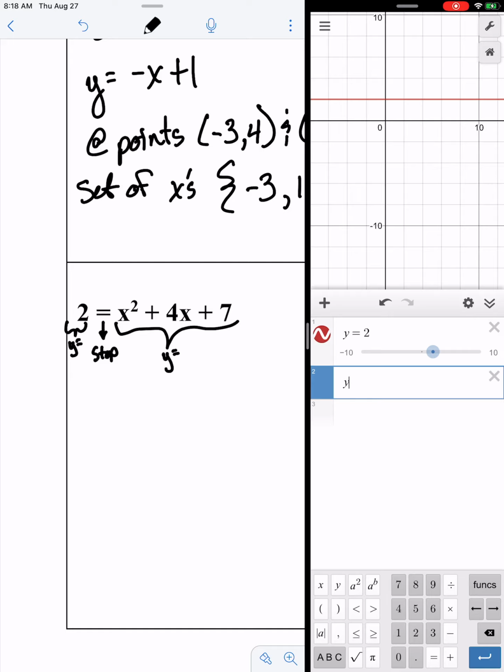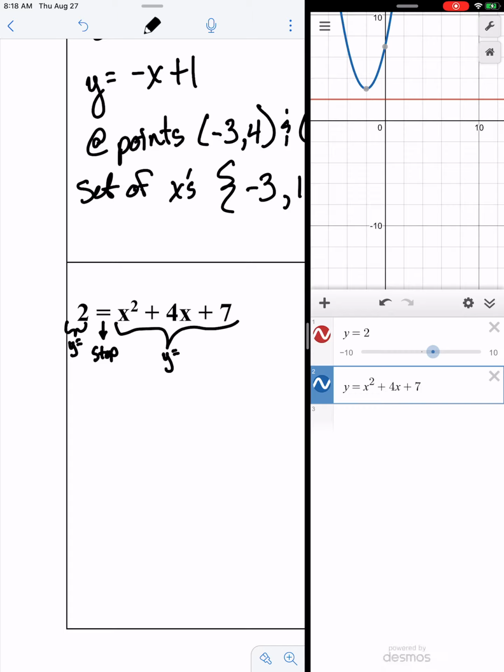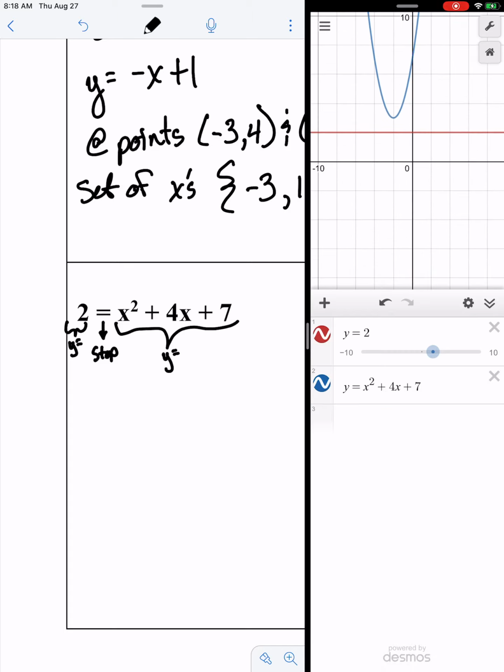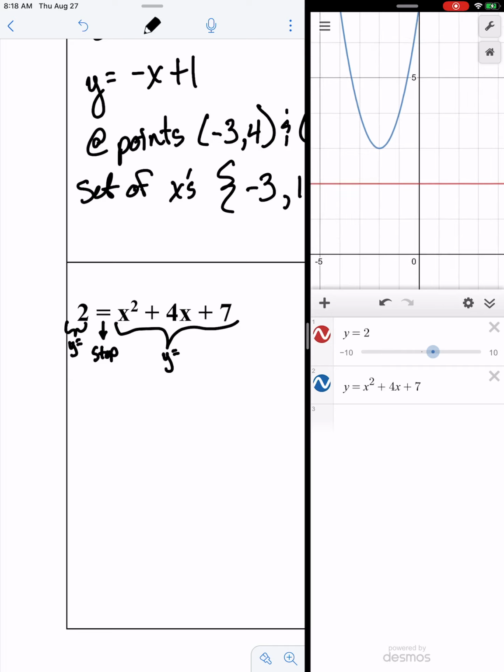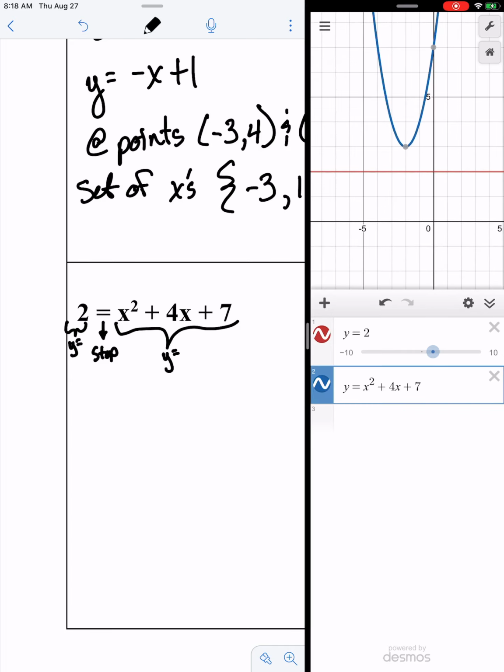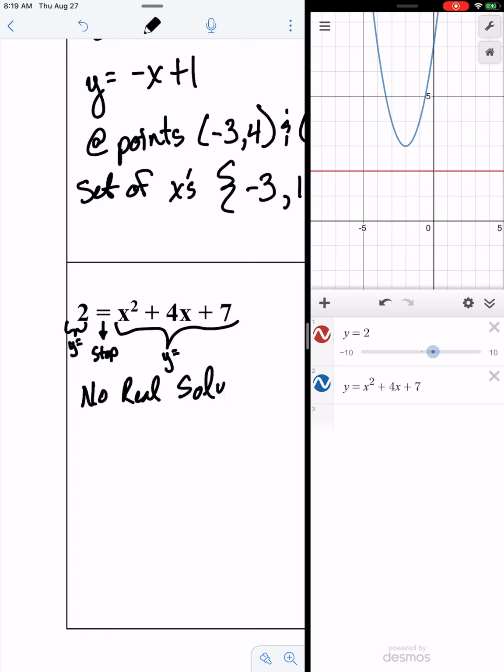x squared plus 4x plus 7. Whoops. So I'm going to zoom in, and now I can see that the blue graph and the red graph don't ever touch. So I would say there's no real solution, or no intersection.